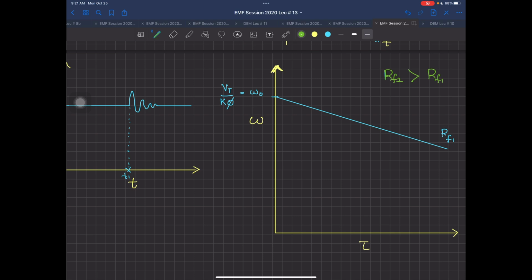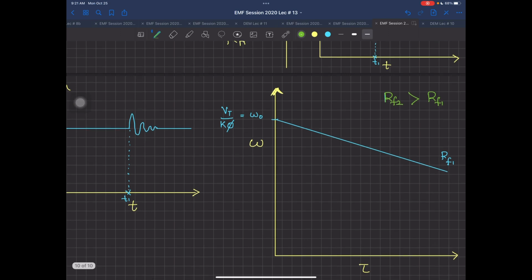ऊपर होगी या नीचे होगी? ऊपर होगी, नीचे होगी, किधर होगी? Gee, what will happen? First of all, y-intercept. What is y-intercept? Vt by k phi. So will it be higher, lower? Denominator value is decreasing, so y-intercept value will be larger. So this means that actually I have done this a little up.